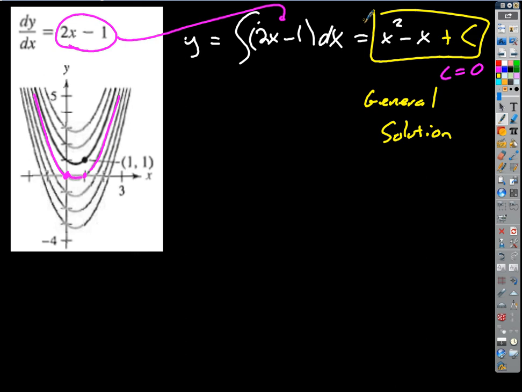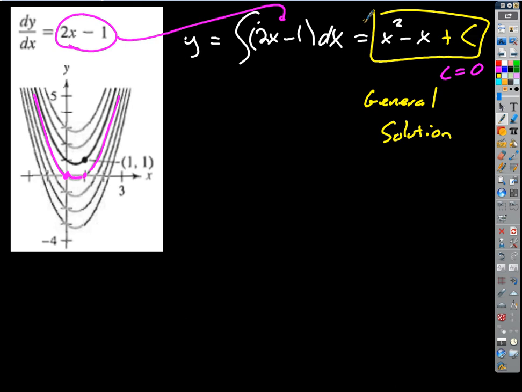It represents a family of curves. A family of curves is an infinite set of curves. Each curve, we call it a trajectory. We talk about this in differential equations. Each trajectory corresponds to a specific value of c. There's an infinite number of them, and they're all going to be stacked up vertically in this case, right?